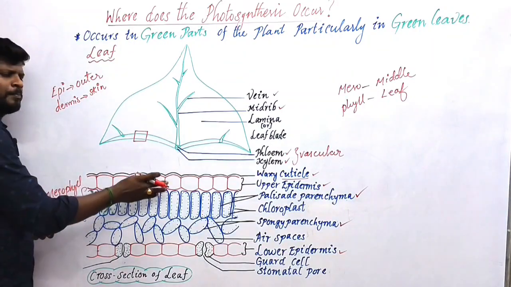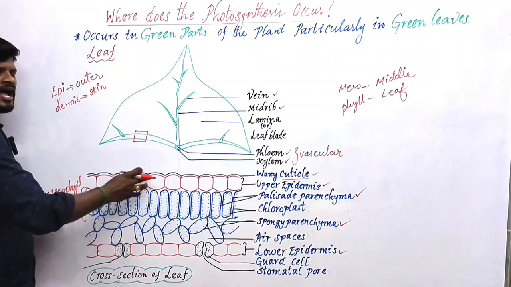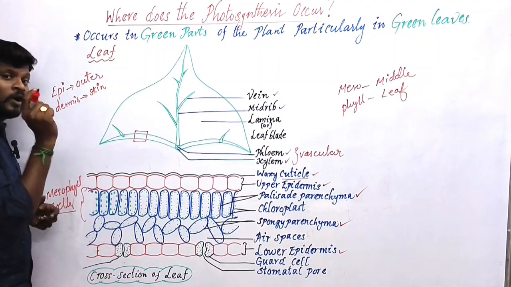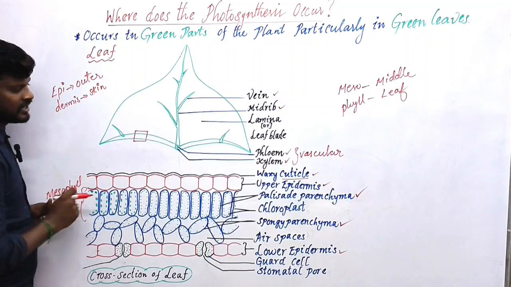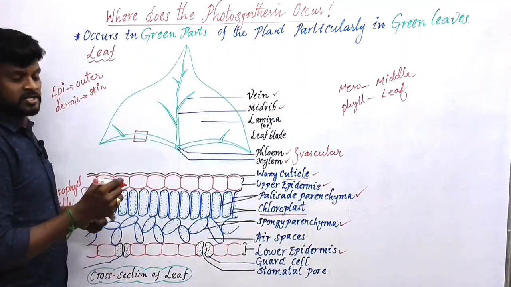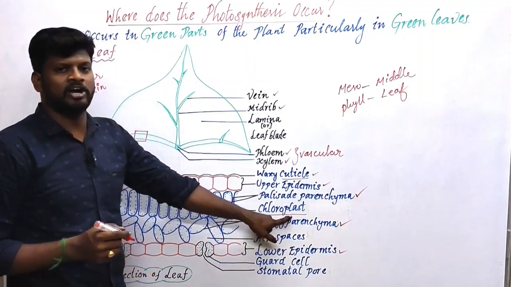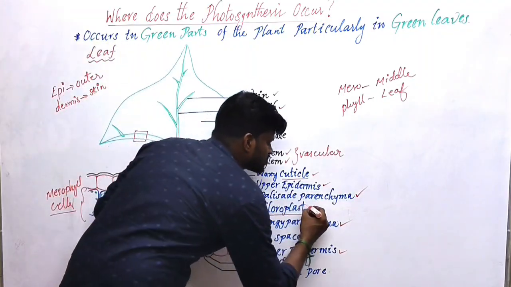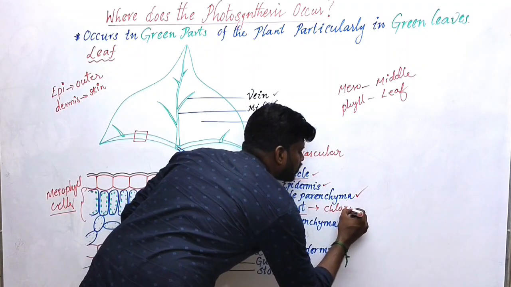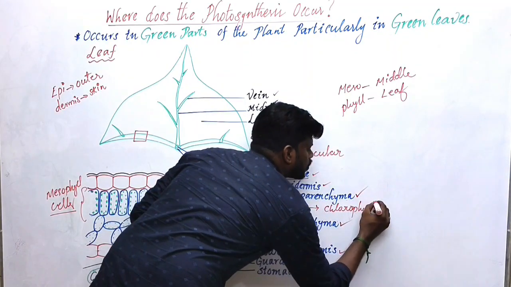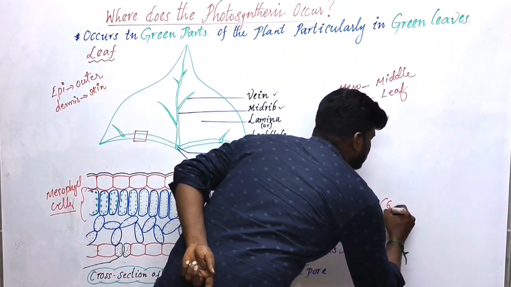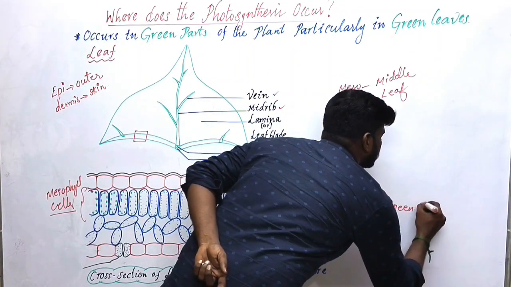So these cells are parenchymatous cells and have all the essential cellular organelles, and one important cellular organelle is chloroplast. As we already discussed, chloroplast is a kind of plastid that synthesizes a green color pigment called chlorophyll. Chlorophyll, right, is a green color pigment.